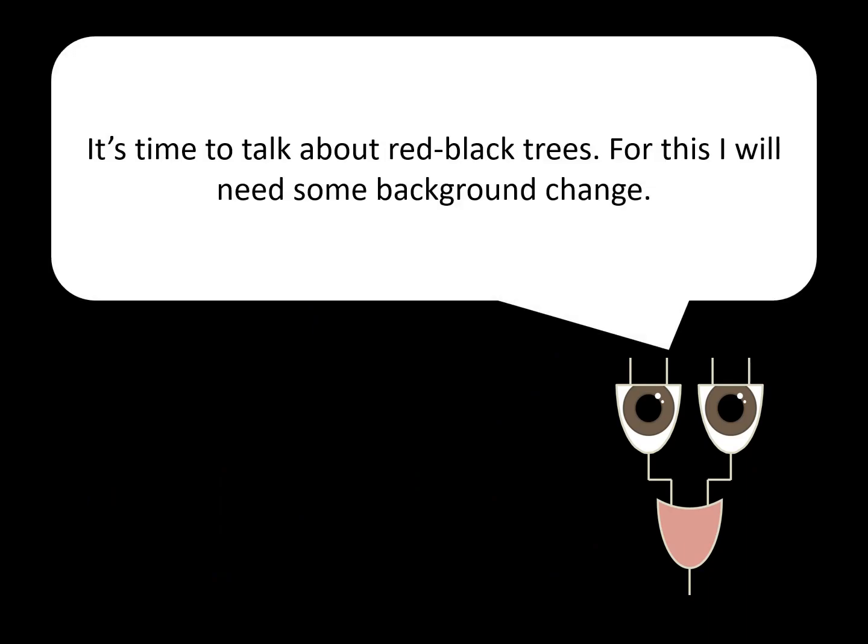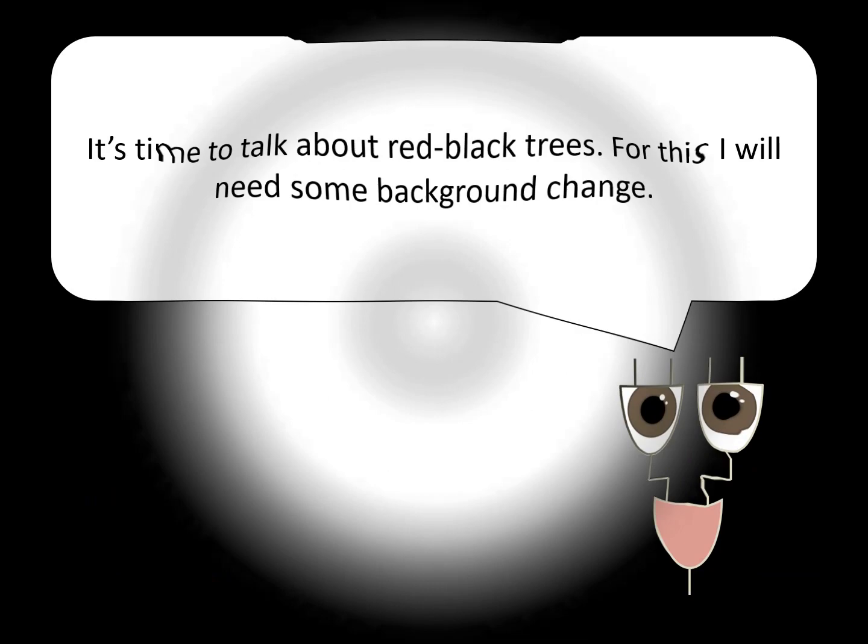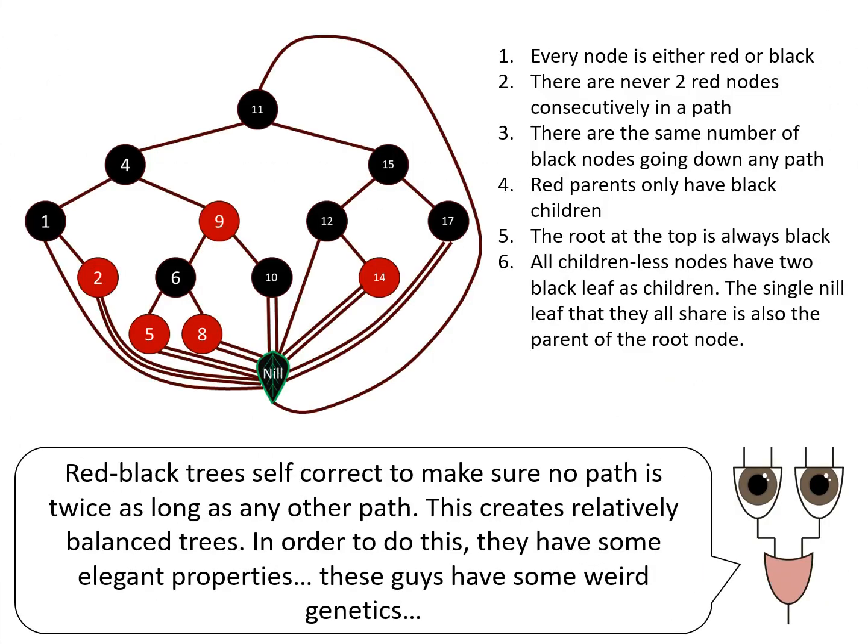It's time to talk about red-black trees. For this, I will need some background change. Red-black trees self-correct to make sure no path is twice as long as any other. This creates relatively balanced trees. In order to do this, they have some elegant properties.